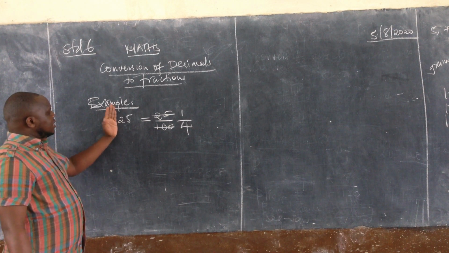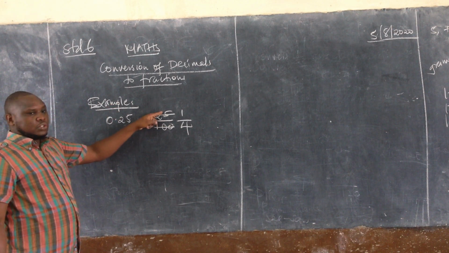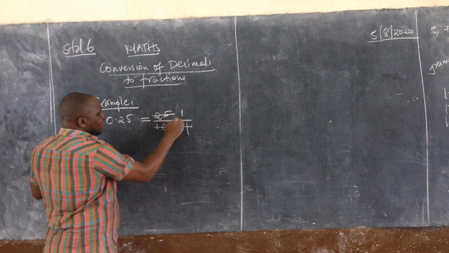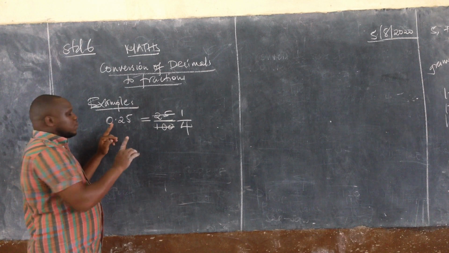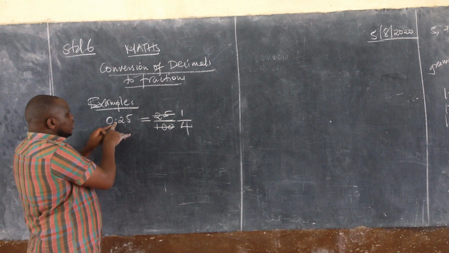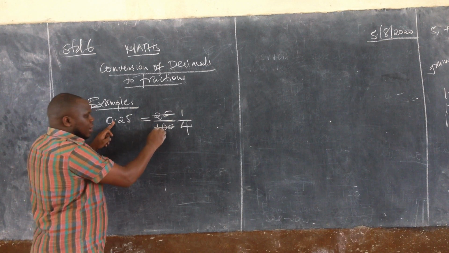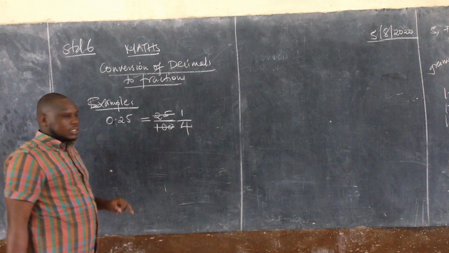Number 1, writing this number as our whole number, 25. So that is going to be on the numerator side. Then over. The number that you need to put over here will be determined by the number of decimal places that you have here. So after the decimal point, how many digits are you seeing? 1, 2. So a number 1 with 2 zeros, that is 100.